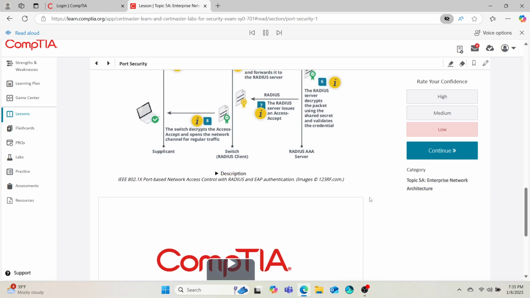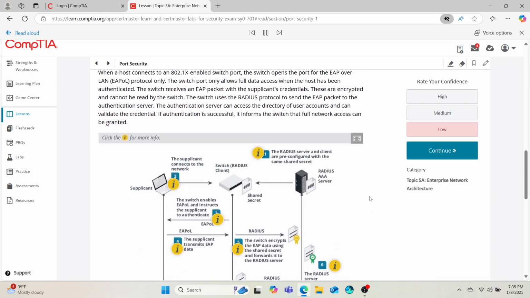The steps are as follows. 1. The RADIUS server and client are preconfigured with the same shared secret. 2. The supplicant connects to the network. 3. The switch enables EAPOL and instructs the supplicant to authenticate. 4. The supplicant transmits EAP data.